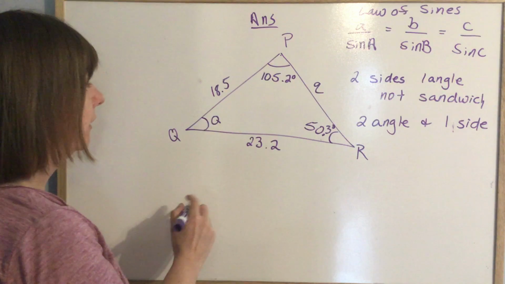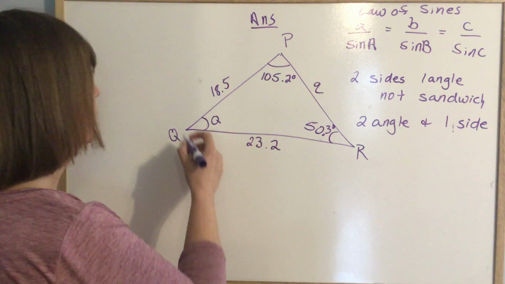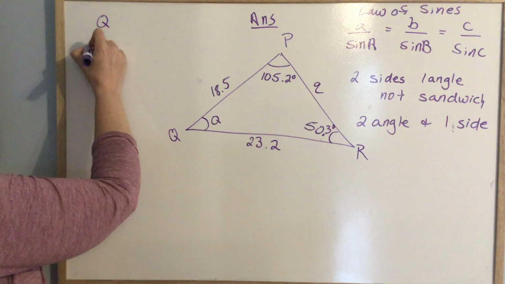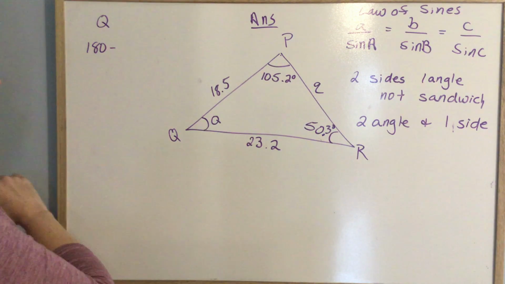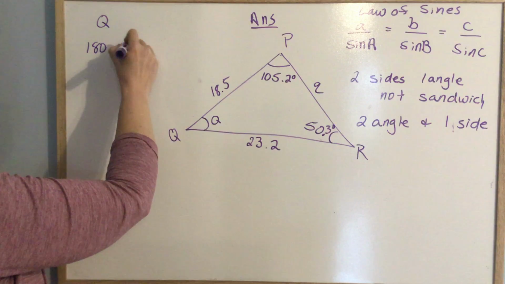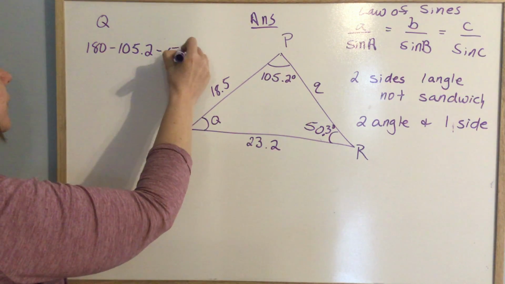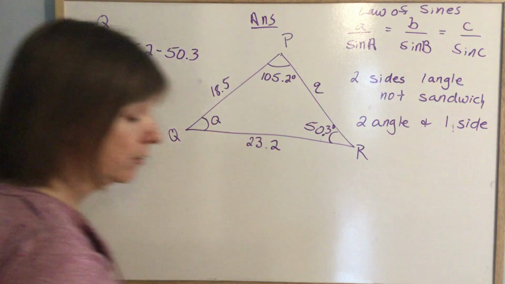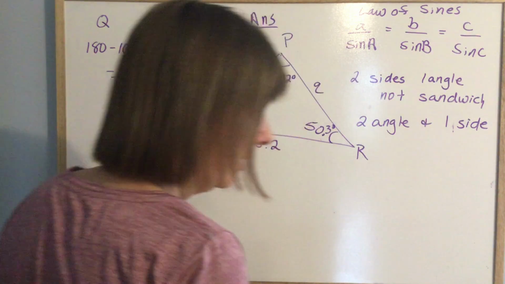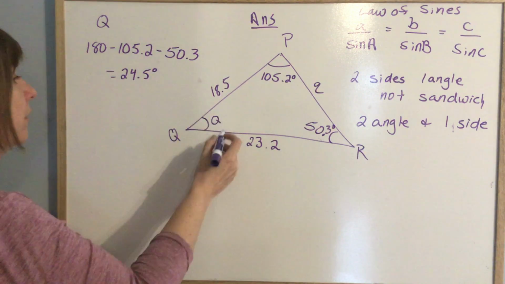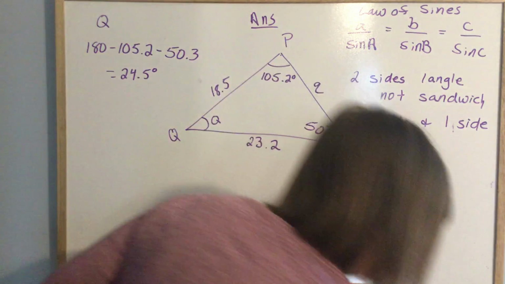I'm going to figure out angle Q, because for Q, I know that there's 180 degrees in a triangle. I know that angle P is 105.2. I know that angle R is 50.3. So if I take those off 180, I get 24.5 degrees. So now I know that angle Q is 24.5 degrees.